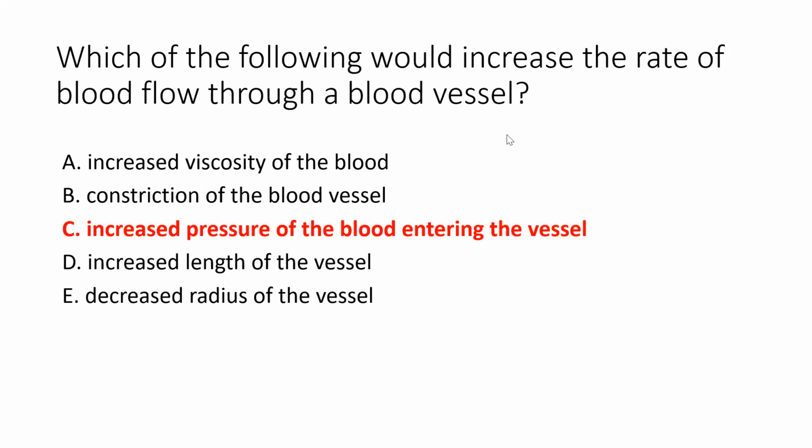Let's look at some of the other options that were here. Increased viscosity, we know that's going to increase resistance, which will decrease flow. Constriction of the blood vessel would be synonymous to a decrease in the radius, right? These are the same two ideas. If I constrict the blood vessel, I'm going to make the radius smaller. Those two would increase resistance and decrease flow. And then D, increasing the length of the vessel will also increase resistance and decrease flow. Okay, just to make sure we understand why some of those other options are wrong.